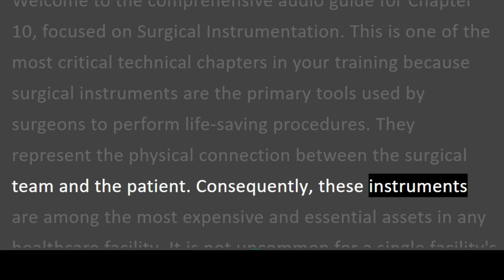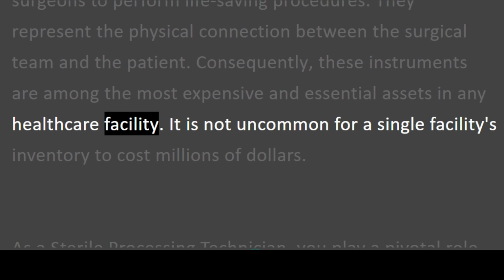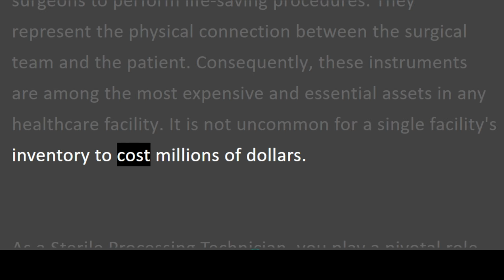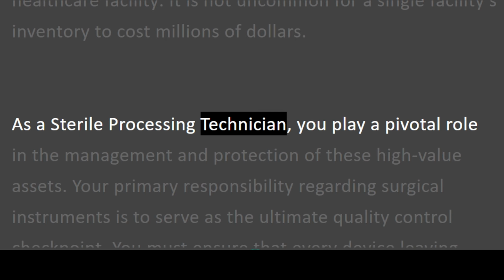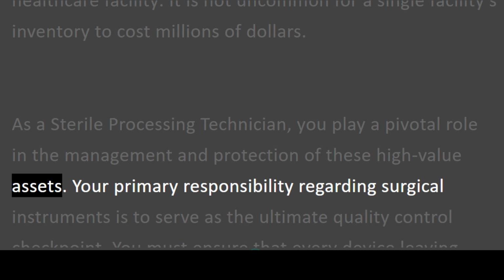Consequently, these instruments are among the most expensive and essential assets in any healthcare facility. It is not uncommon for a single facility's inventory to cost millions of dollars. As a sterile processing technician, you play a pivotal role in the management and protection of these high-value assets.